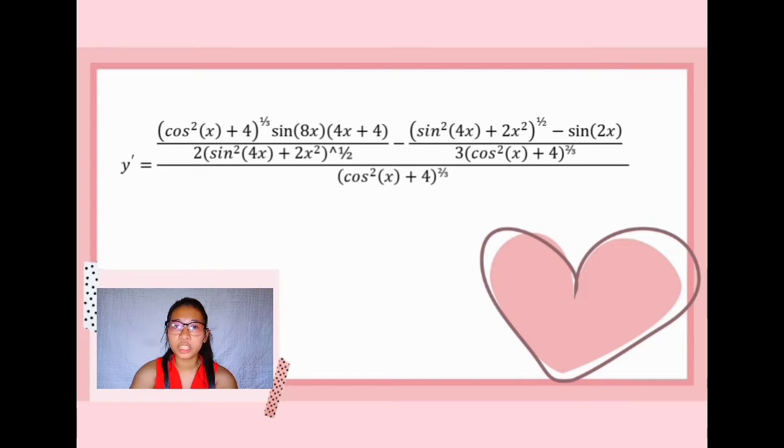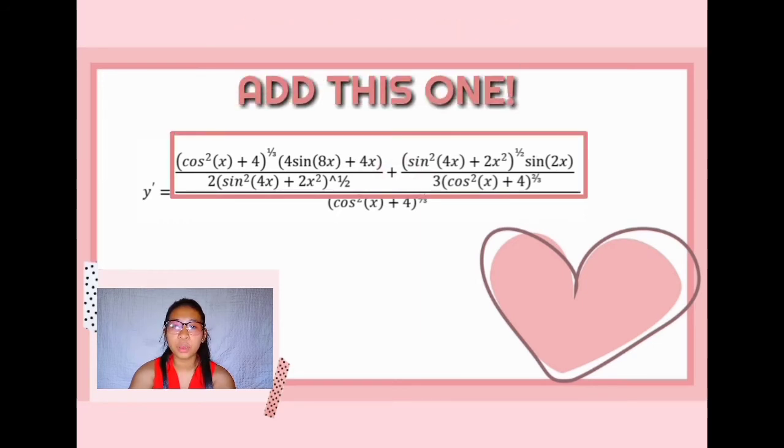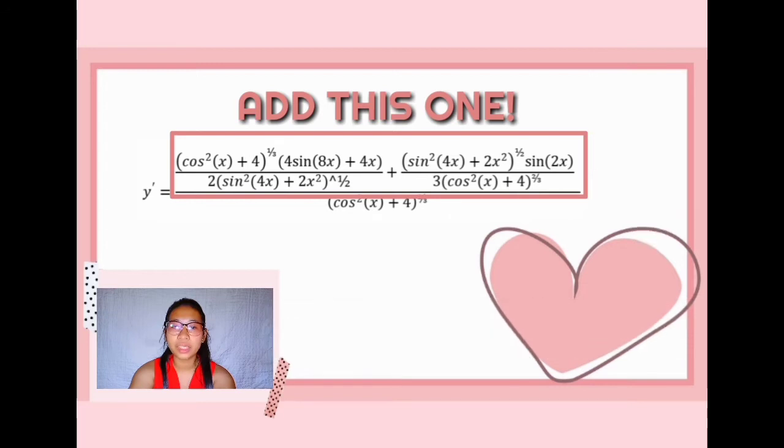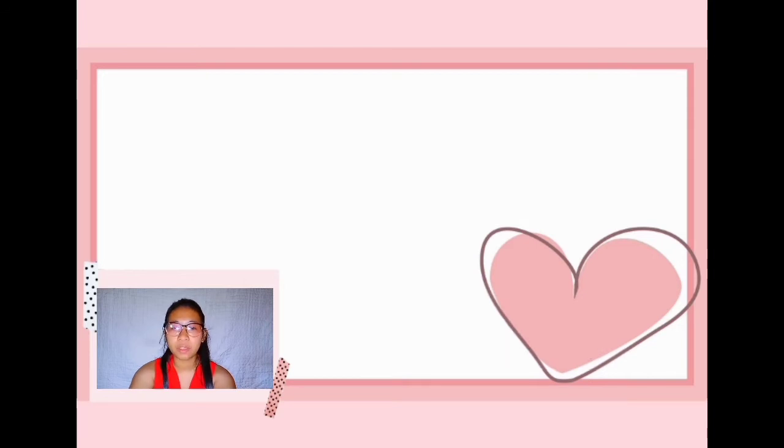Now, let's multiply the equation that can be multiplied. So, let's multiply sine of 8x to 4 plus 4x and copy the rest of the equation. In multiplying it, we get 4 sine of 8x plus 4x, and the subtraction becomes addition because a negative multiplied by a negative is a positive. Now, let's simplify it further by adding these two equations. So, we got this one, and let's get the reciprocal of cosine squared x plus 4 raised to the power of 2/3 to multiply and simplify.